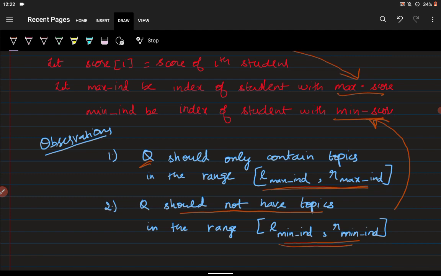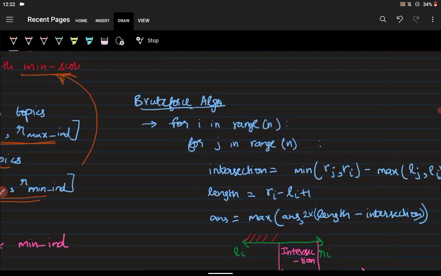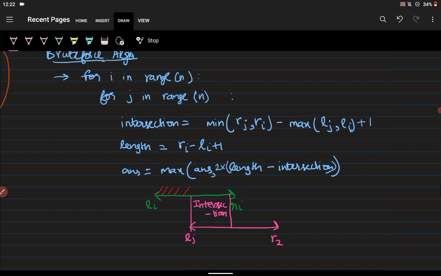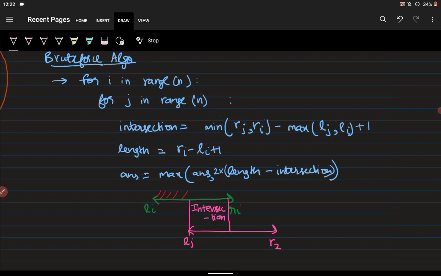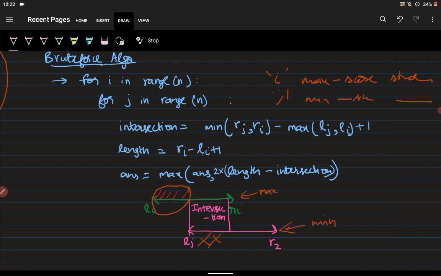So let's see the brute force algorithm. We will iterate through all possible pairs of students and assume I is the maximum scored student, J is the minimum scored student. So this is the maximum scored student's range, this is the minimum scored student's range. We only ask the questions which he read which were not in the intersection.